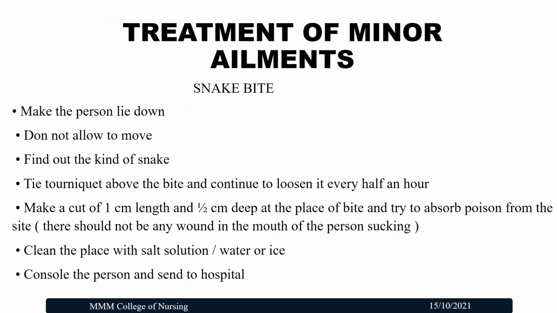Snake bites. Make the person lie down. Do not allow them to move. Find out the kind of snake. Tie a tourniquet above the bite and loosen it every half an hour. Make a cut of 1 centimeter length and 1.5 centimeter deep at the place of bite and try to absorb poison from the site. There should not be any wound in the mouth of the person who is sucking the poison. Clean the place with a salt solution and water or ice. Console the person and send to hospital.